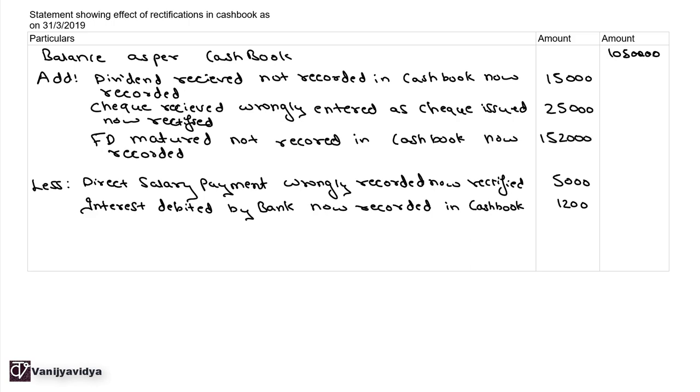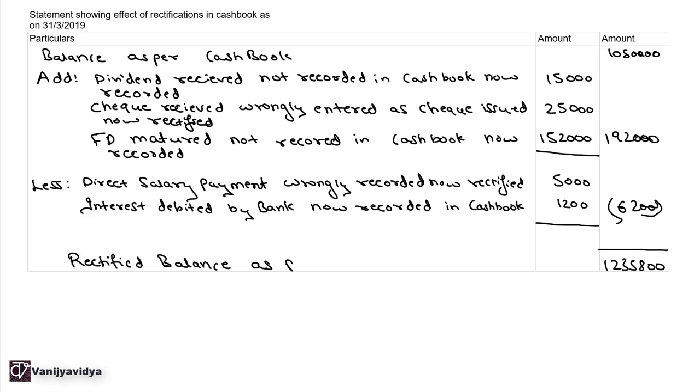Now this was the last transaction. We will take a total and find out what is the rectified balance as per cash book. So 15,000 plus 25,000 plus 1,52,000 is 1,92,000. Then 5,000 plus 1,200, so 6,200 we have to reduce. So the balance is 12,35,800. So now this is the rectified balance as per cash book. Now this balance will be used in our bank reconciliation statement.